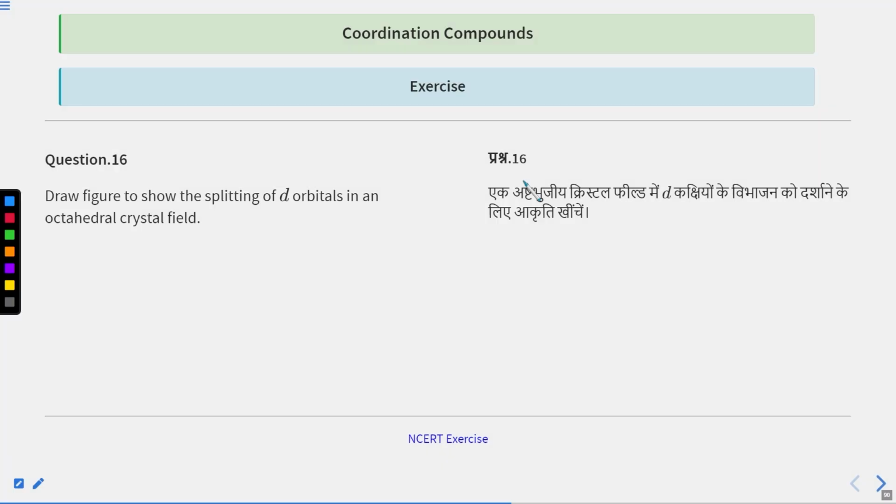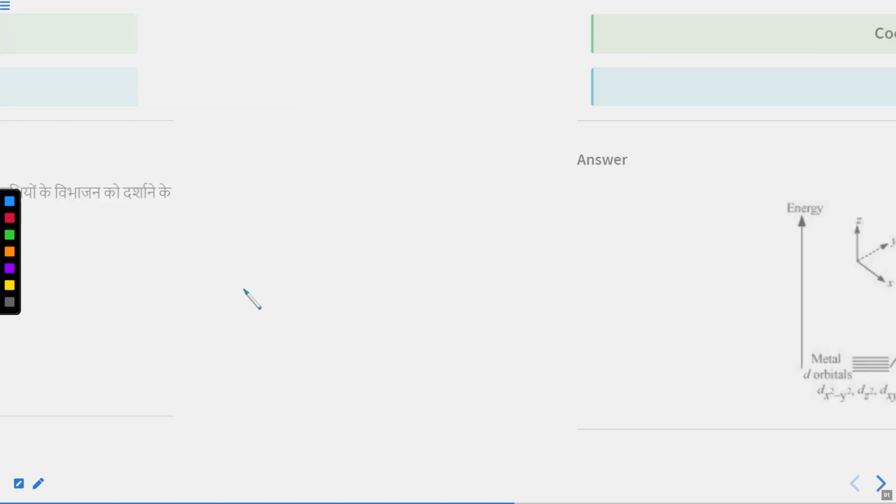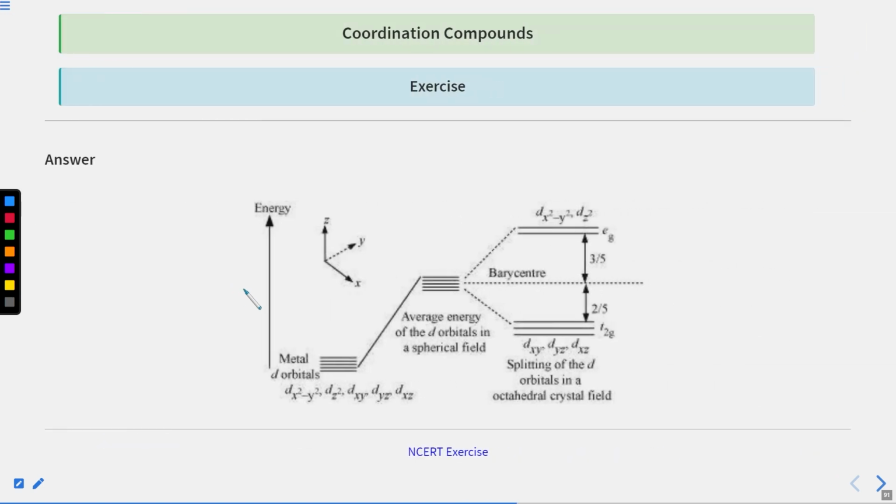Let us continue with the left exercise of the coordination compound. The first question, question 16, says: draw a figure to show the splitting of d orbitals in an octahedral crystal field. So the splitting looks like this. Okay, so this is the splitting. Now let us try to look at each of the terms that is given here.